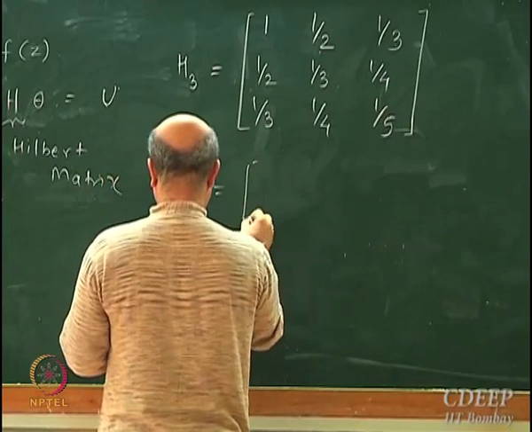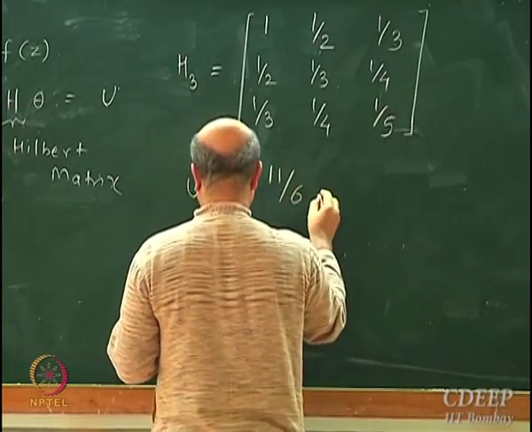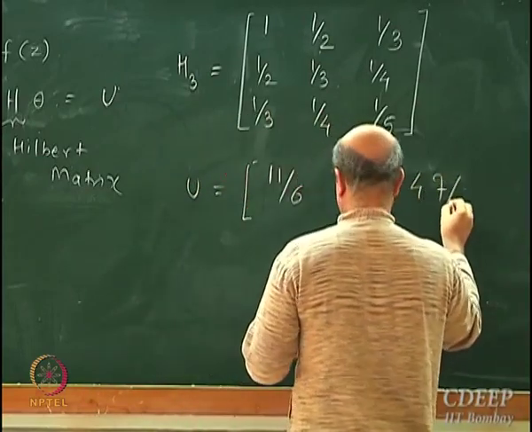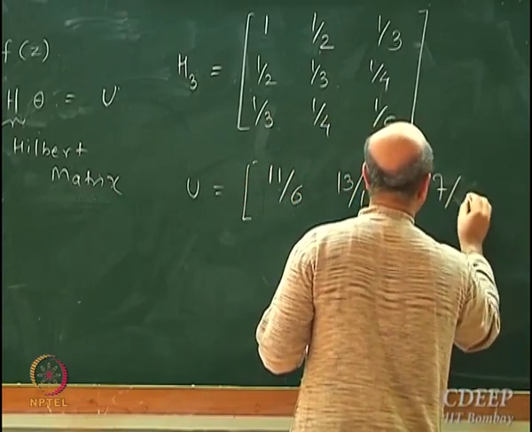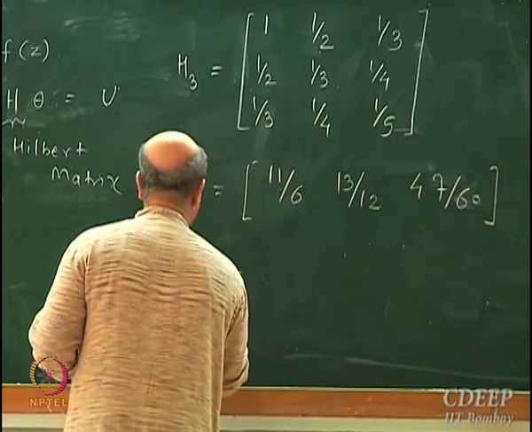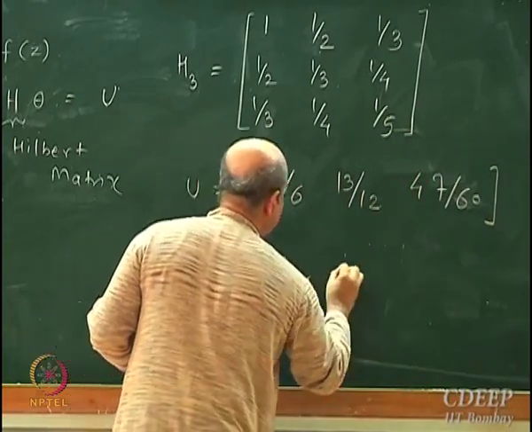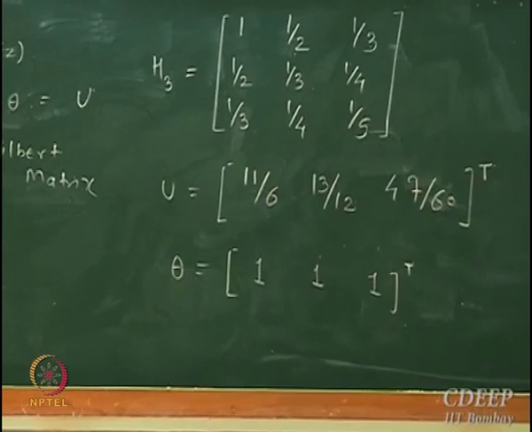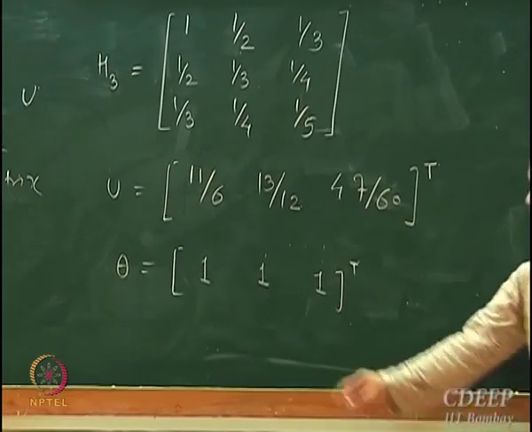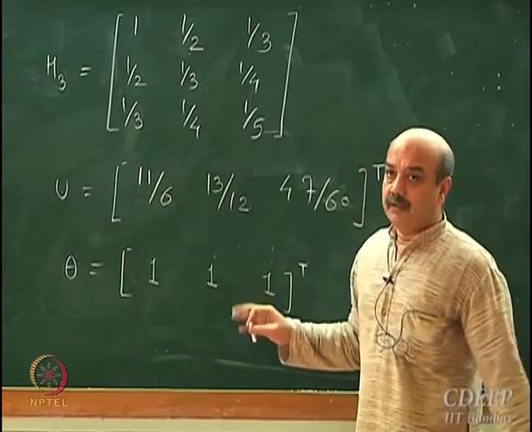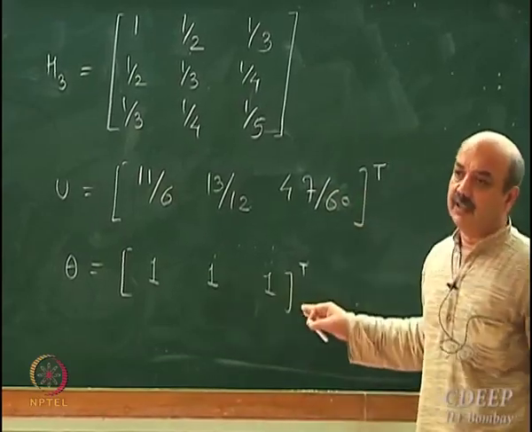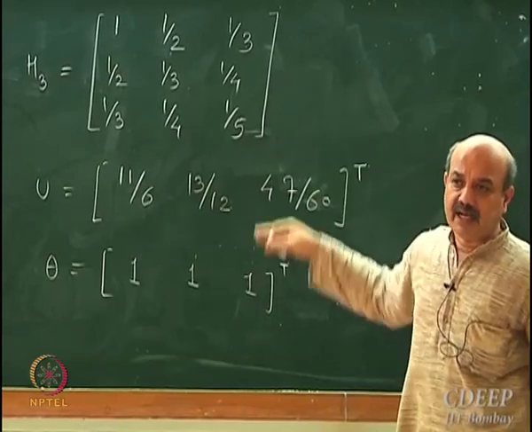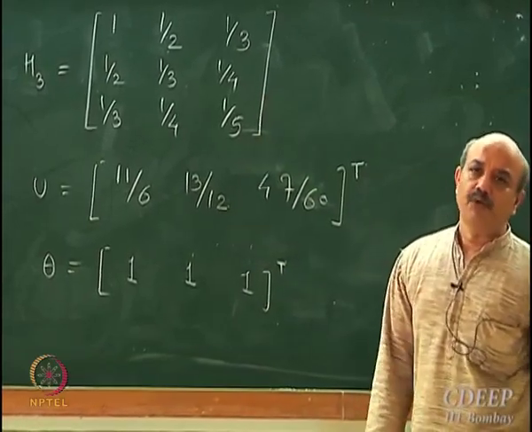My right hand side was 11/6, 13/12, and 47/60 when theta is equal to [1 1 1] transpose. When theta is the unit vector, a vector containing three 1s, your right hand side will be this, and this is the exact solution.